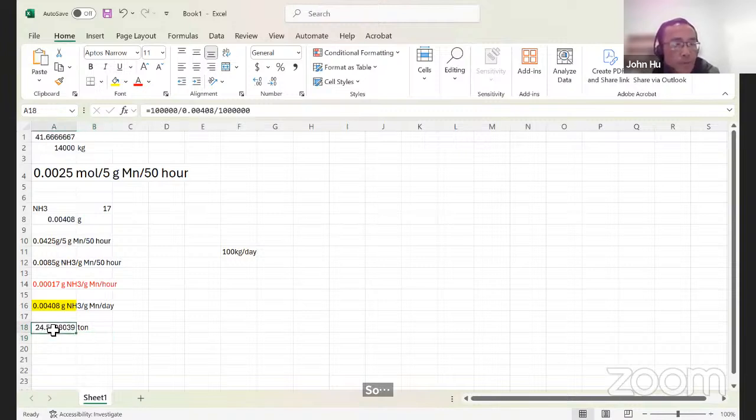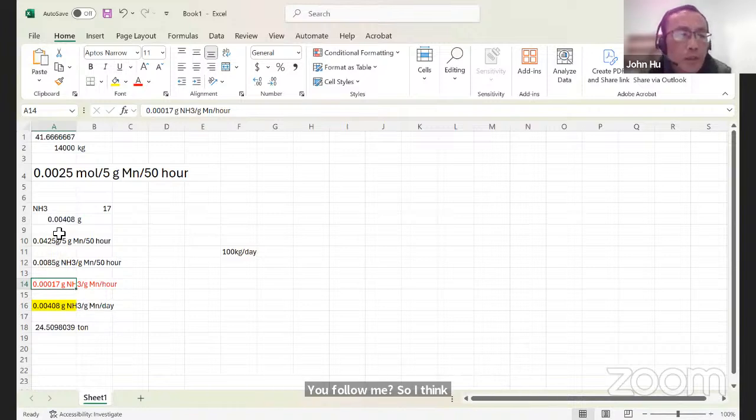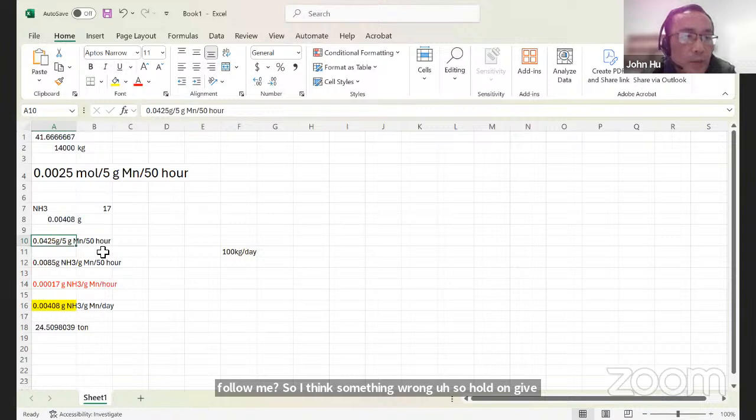Anyway, regardless, I think the key is this is right highlight. You need to come up with per hour specific weight per gram for manganese. How much you need? How active is this material? You follow me? So I think something is wrong. So hold on, give me 1 second. I want to check my calculation. Okay. It should be 24.